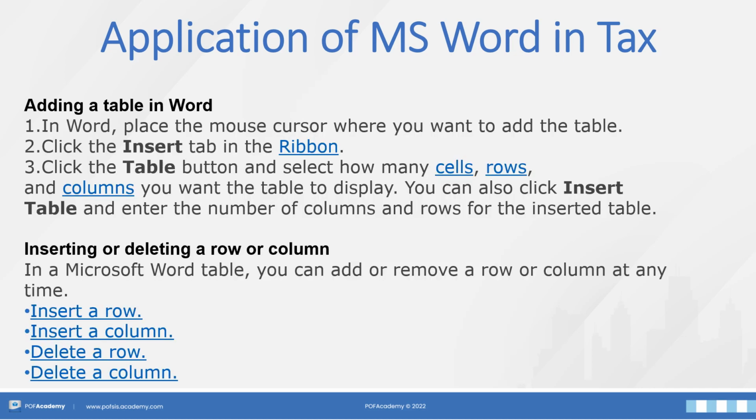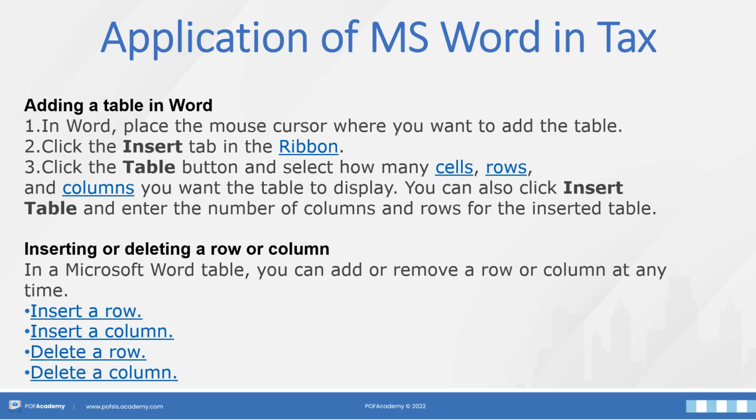So if you want to add a table in Word, place the mouse cursor where you want to add the table. Then click the Insert tab in the ribbon. Then after that, click the Table button and select how many cells, rows, and columns you want the table to display. You can also click Insert Table and enter the number of columns and rows for the inserted table.